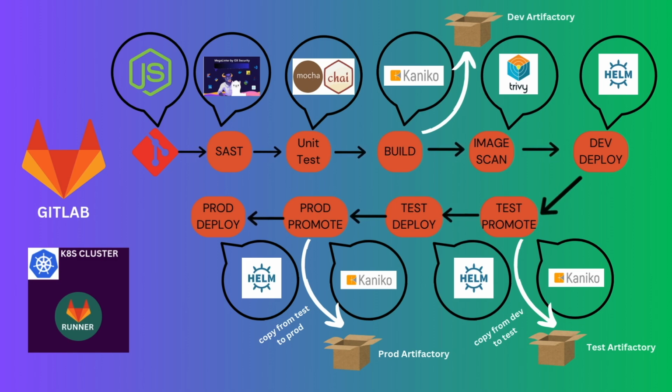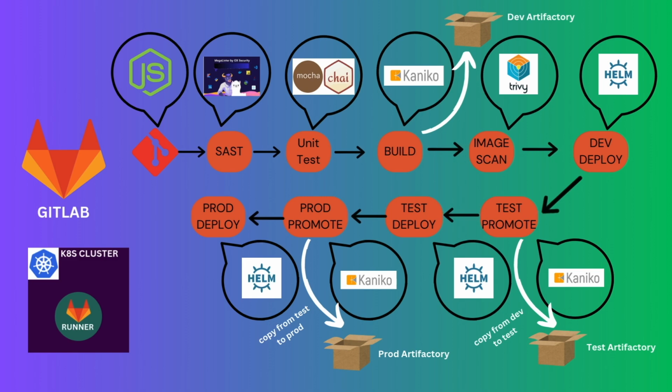In our pipeline, we have stages starting from where our code is pushed to GitLab, which will be our source repository. Then the first stage is SAST, which means static code analysis, followed by the second stage, which is unit test. Third, we have the build stage, where we will build the Docker image, and then the fourth stage, which is image scan. It basically scans the image for vulnerabilities.